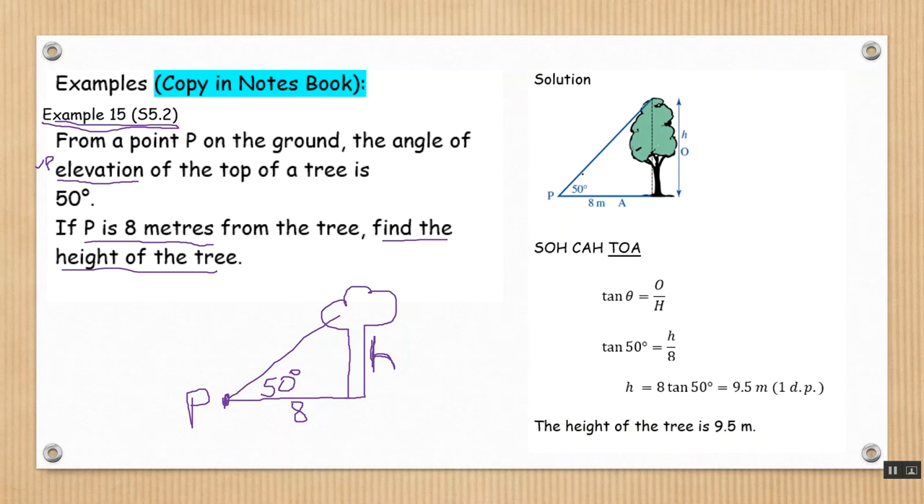So 50 is here. Remember, angle of elevation is up. Opposite, adjacent. So we're using tan again, which is quite common for elevation and depression problems. So tan 50 equals h over 8. Multiply both sides by 8. We get 9.5 meters. So the height of the tree is 9.5 meters.